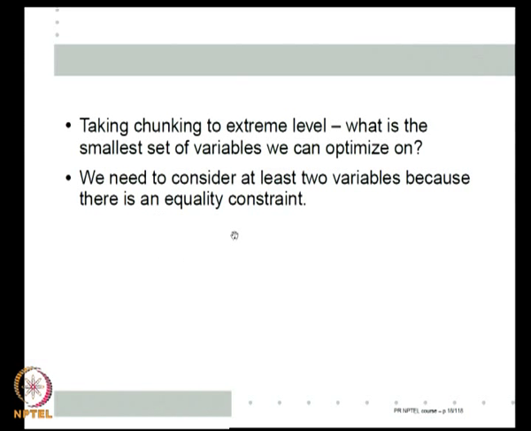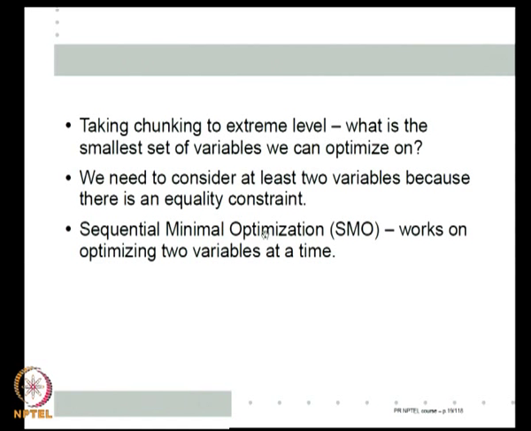So, because I have an equality constraint, if at every iteration I want to move from a feasible point to a better feasible point and so on, I cannot give up feasibility. So, I have to at least consider 2 variables at a time. So, the smallest chunk that I can optimize on is 2. There is an algorithm called sequential minimal optimization. It is called minimal because it works only on 2 variables at a time.